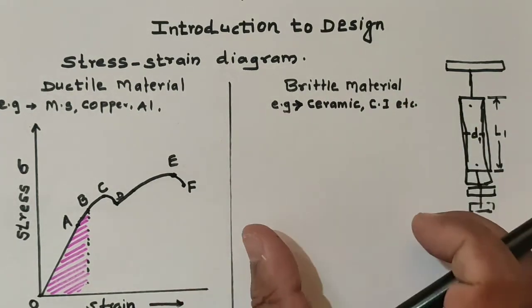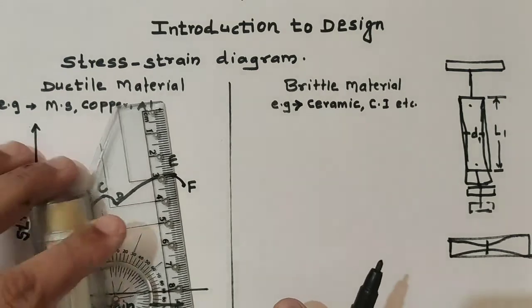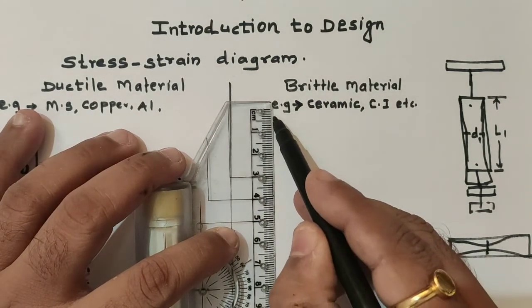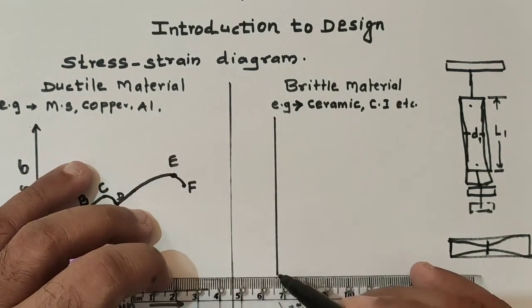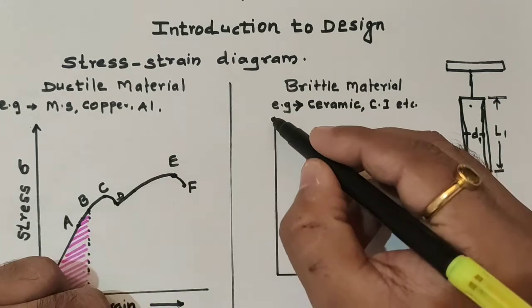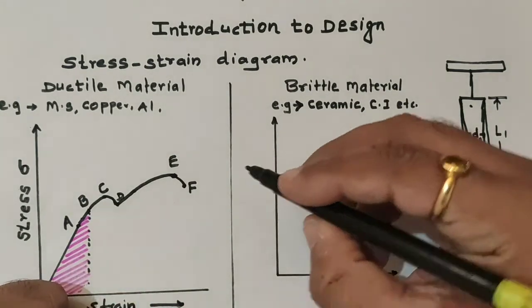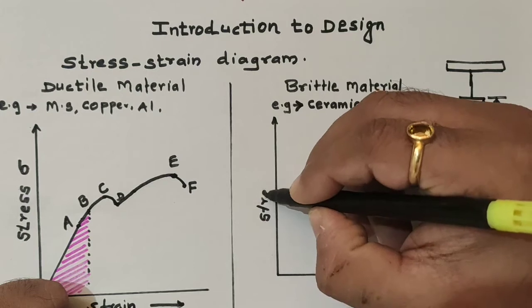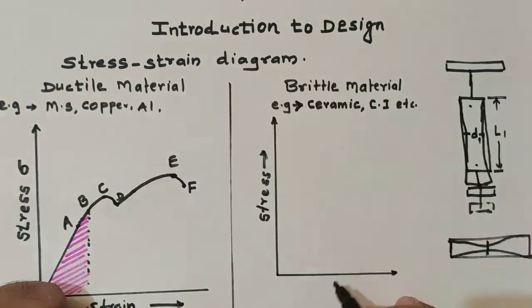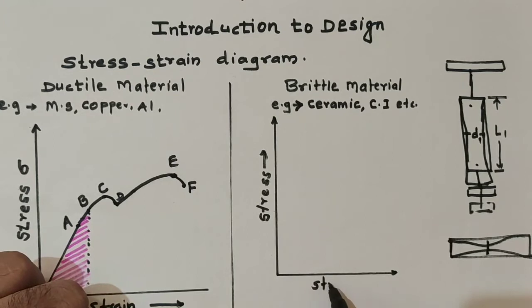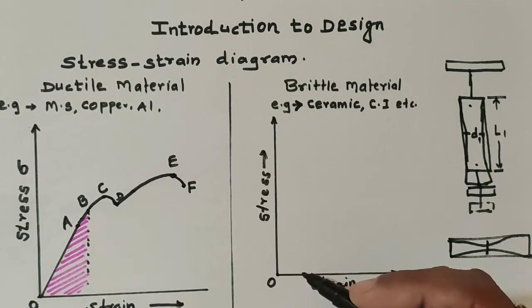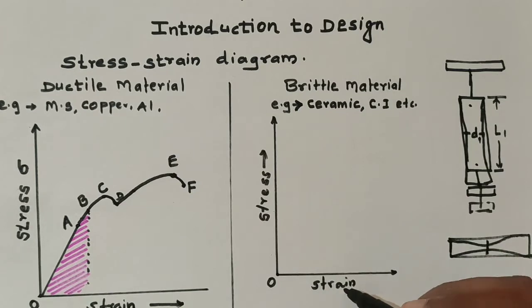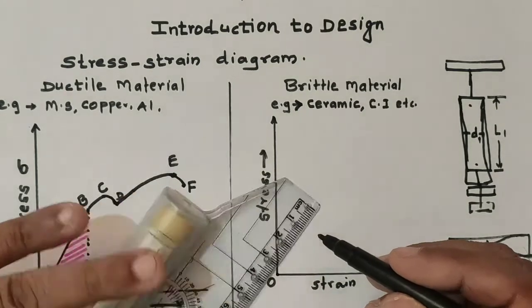Now similarly, if we use a brittle material specimen and conduct the tensile test on the brittle material, we observe the curve like this. Similarly, we take stress on the y-axis and strain on the x-axis, and draw the stress strain diagram for the brittle material. In the brittle material also, stress is directly proportional to strain up to the point A.